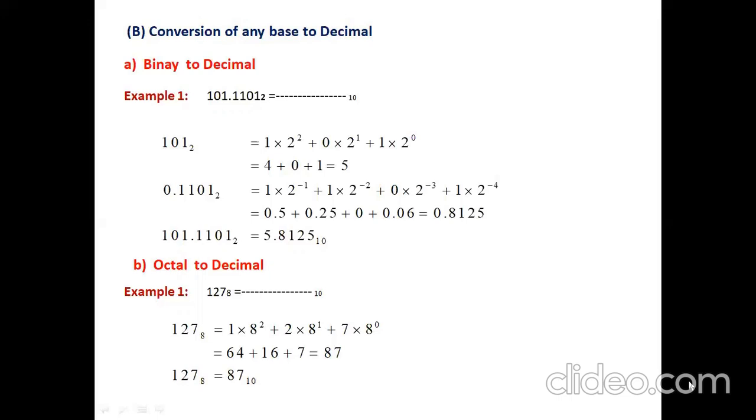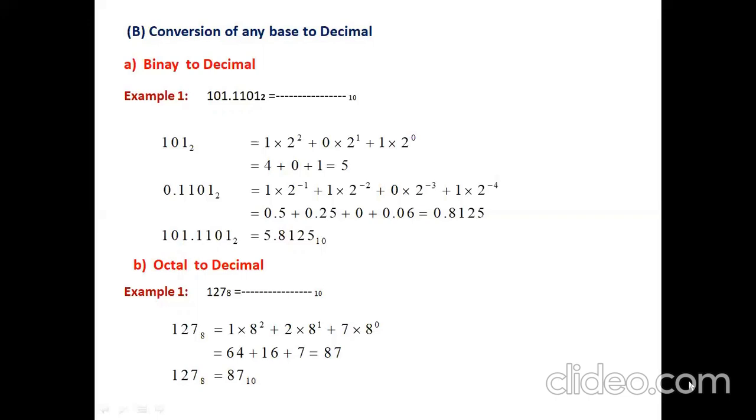After that, you multiply and you get 0.5, 0.25, 0, 0.0625. If you multiply and add, then you get 0.8125. After getting the results separately, you can combine them and write the answer. So for 101 we got 5, and for 0.1101 we got 0.8125. So 5.8125 is the answer for the binary number converted to a decimal number.